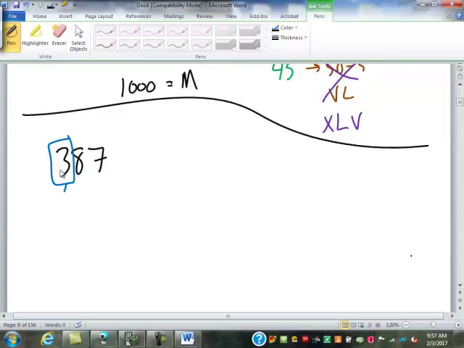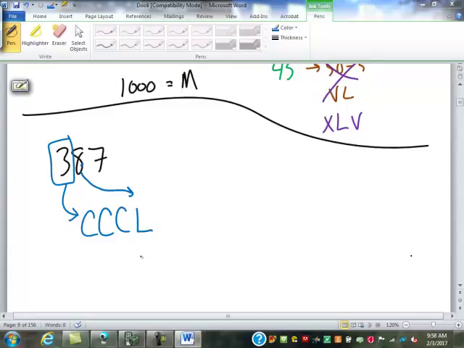300s. Can I express that by adding symbols together? Yeah. 100 is C. 3 C's is 300. If it had been 400, I'd have to do something different. 80. Well, that's bigger than 5, so I'm going to start out by expressing the 50, which is L.